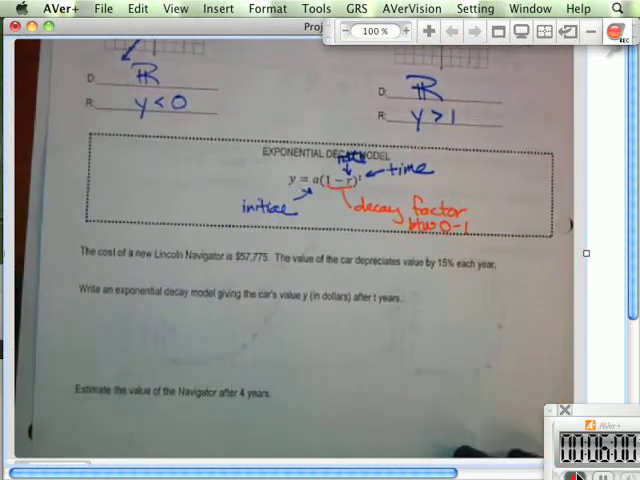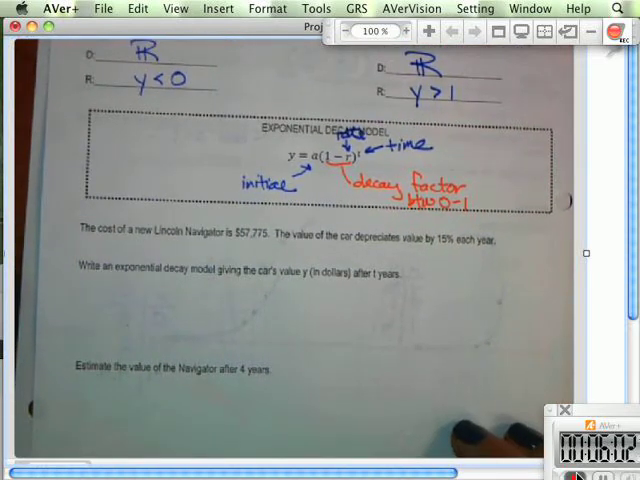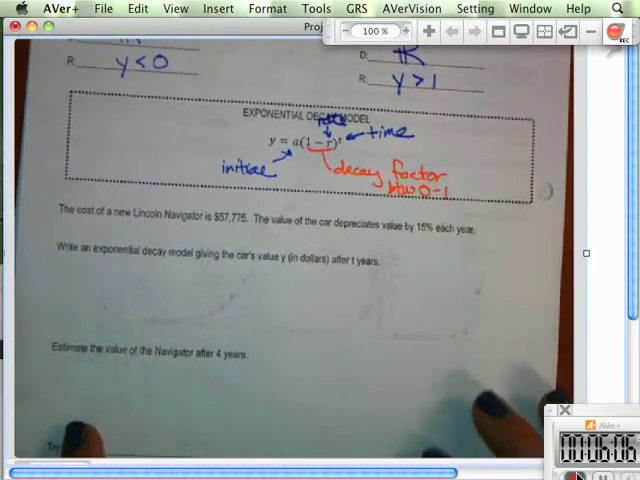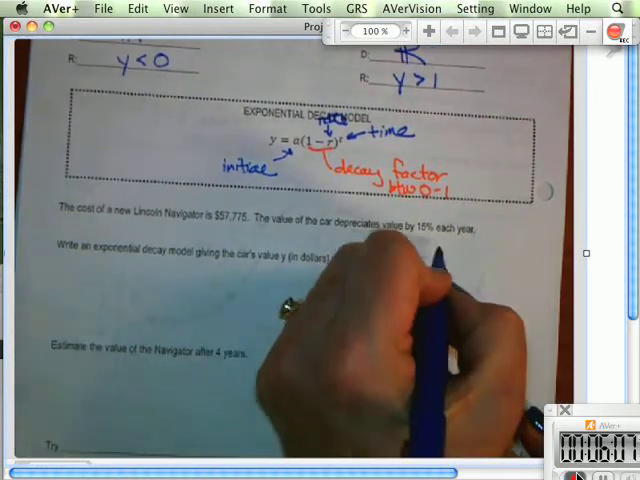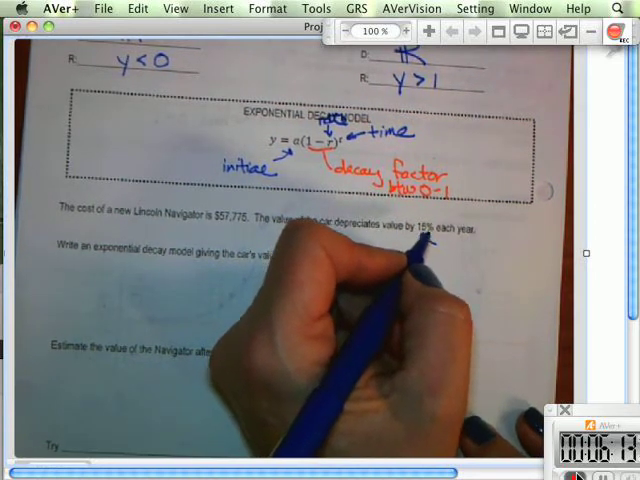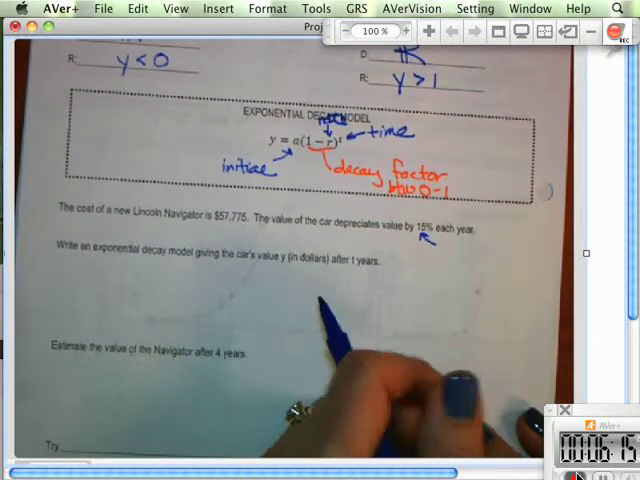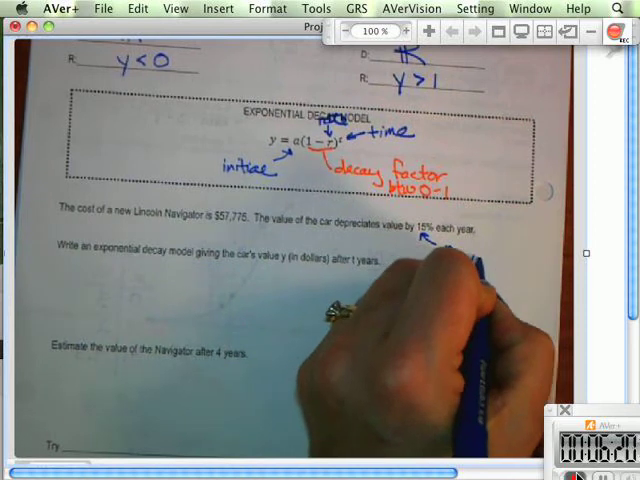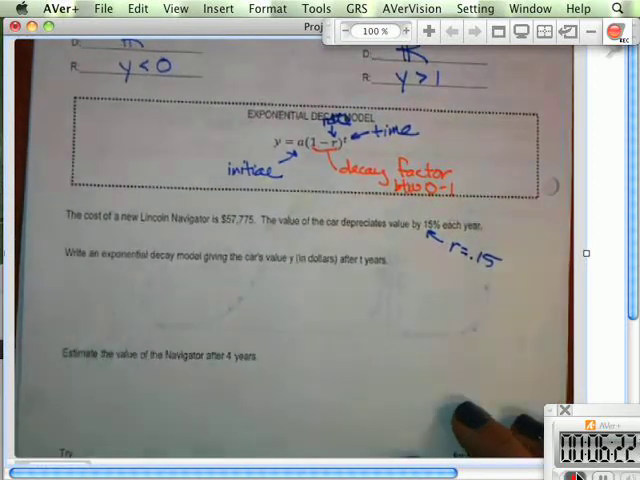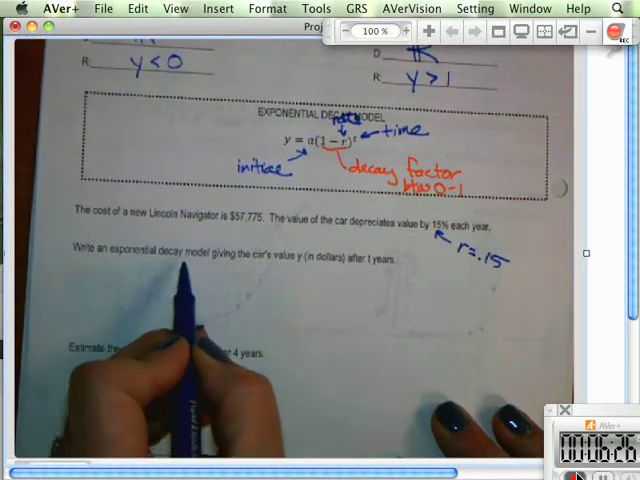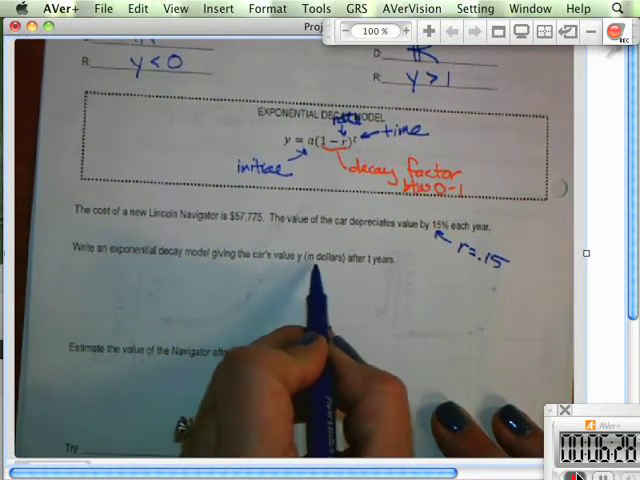Okay, the cost of a new Lincoln Navigator is $57,775. The value of the car depreciates in value by 15%. You know, it's really like kind of a bad investment to buy a brand new car, unless you have a ton of money. As soon as you drive off that lot, it goes way down in value. Way down. But people do buy brand new cars, so they keep selling them. So R equals 0.15. Write an exponential decay model giving the car value y in t years.